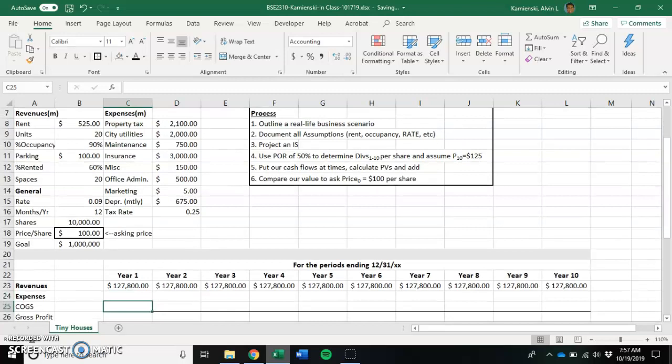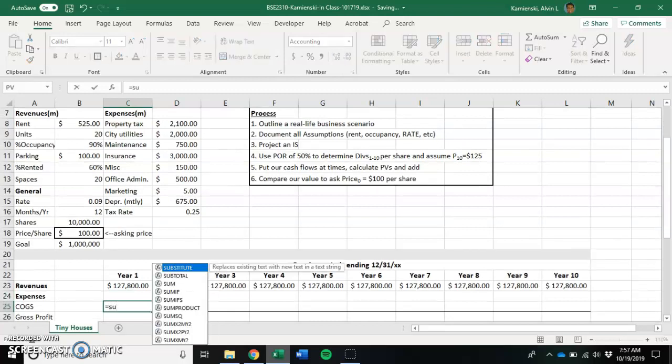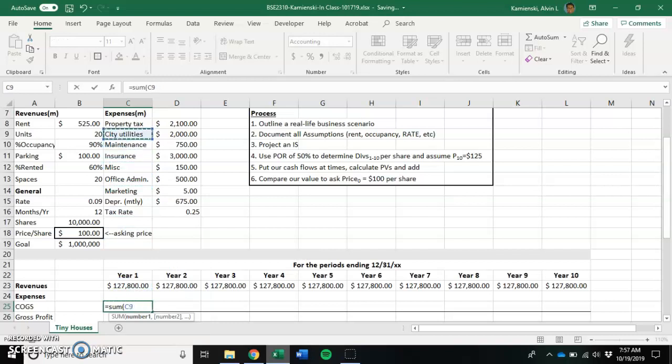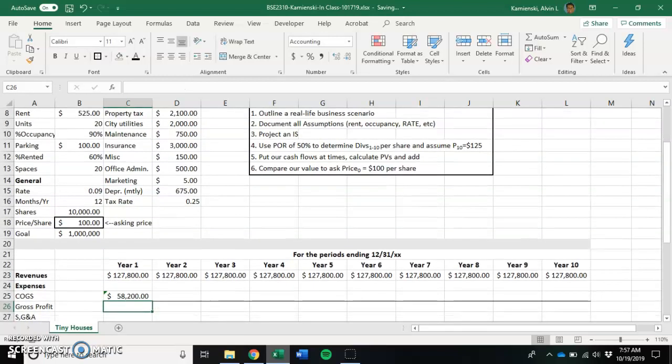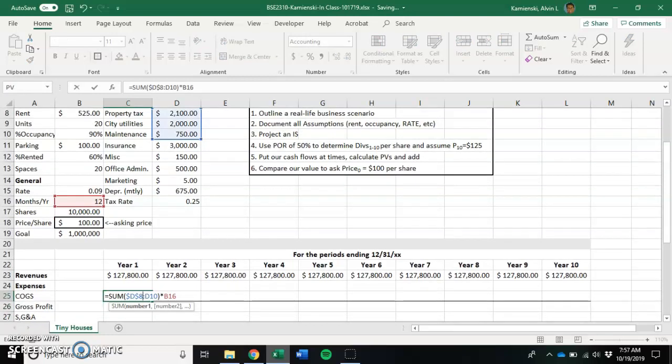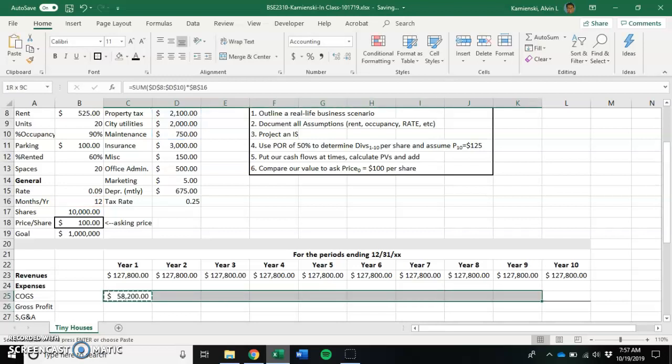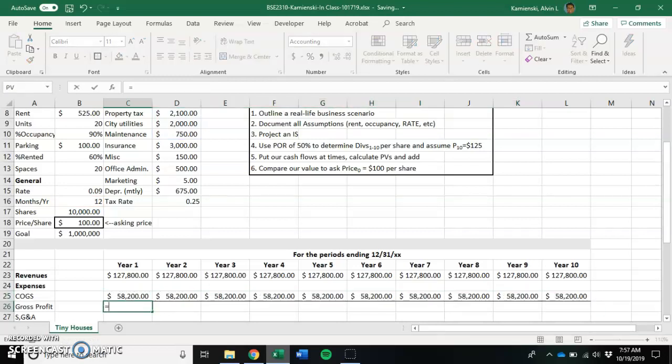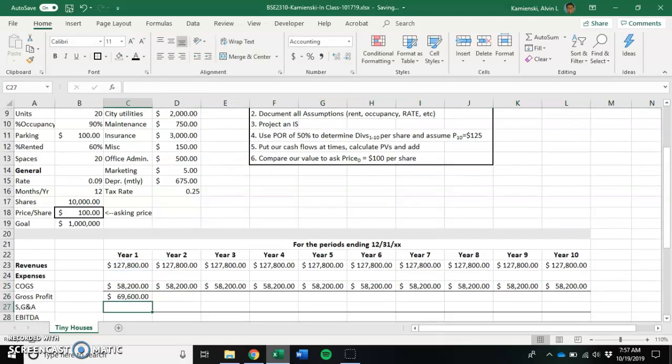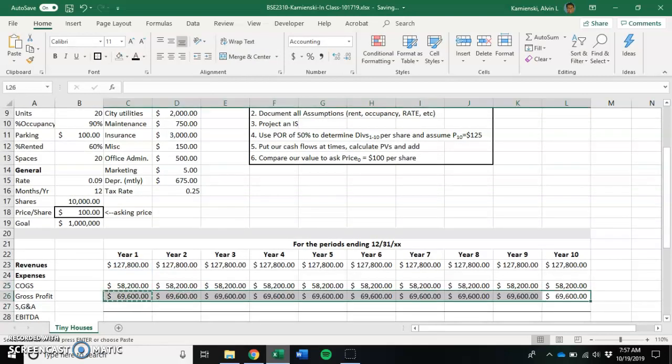For cost of goods, let's go ahead and sum up then the three that we agreed are cost of goods, and then multiply those by 12 as well to get our annual cost of goods. Again, since all those numbers are in the same place, we can lock the references because every number here was going to be the same for each of our 10 years. Copy and paste our gross profit across.